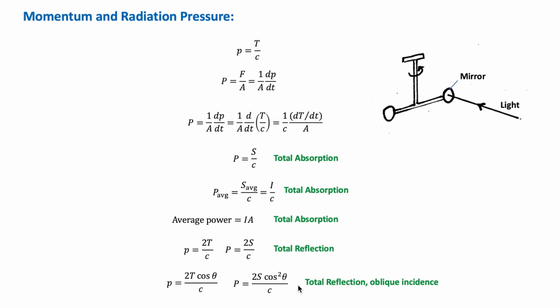And finally, for oblique incidence on a total reflector, the momentum transfer is 2T cosine theta over c, where theta is the angle between the normal to the surface and the direction of propagation, and the pressure is 2S cosine squared theta over c. In the following, I included 3 solved examples.